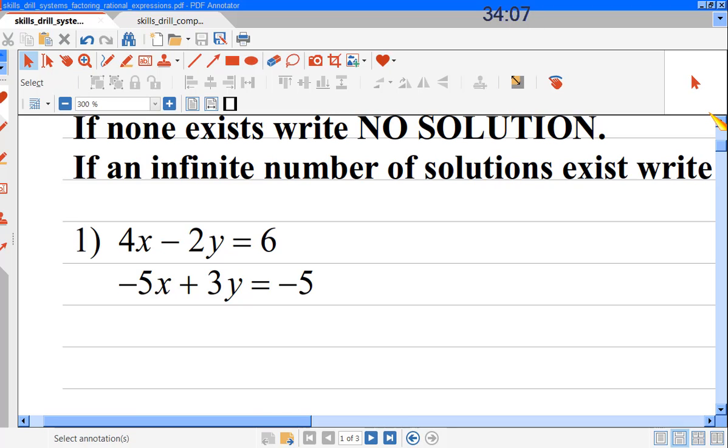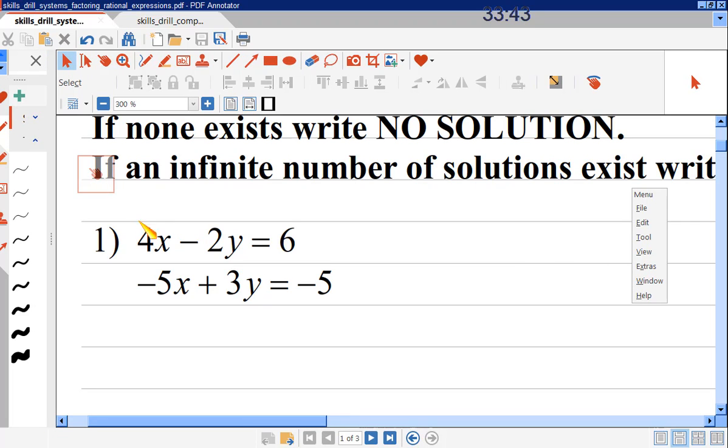So when we're asked to solve a system of equations, what we're trying to find is the set of points with both a value for x and a value for y that is a common solution to both equations, meaning when you substitute those values in and do the computations, you'll get a true statement in each case.